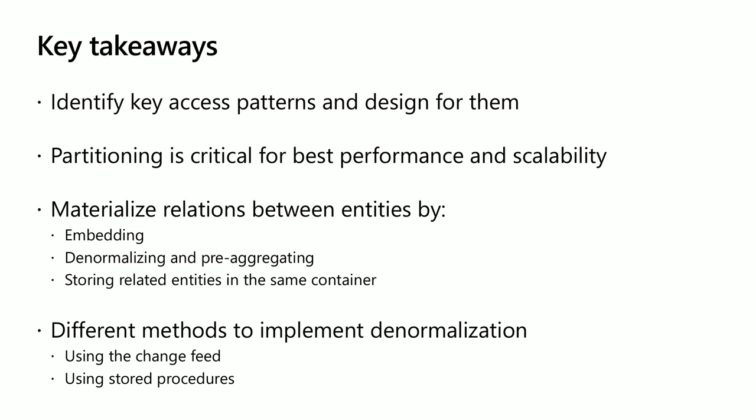There are different ways to materialize relationships between different entities in Cosmos DB. You can embed, like we embedded customer addresses in customers. You can de-normalize and pre-aggregate, just like we did with tags and products. We pre-aggregated the tag names into the product, so it's ready to be served whenever I want to query my products. You can also store related entities into the same container, just like we did between the customers and the sales orders. Cosmos DB exposes different methods for you to implement de-normalization.